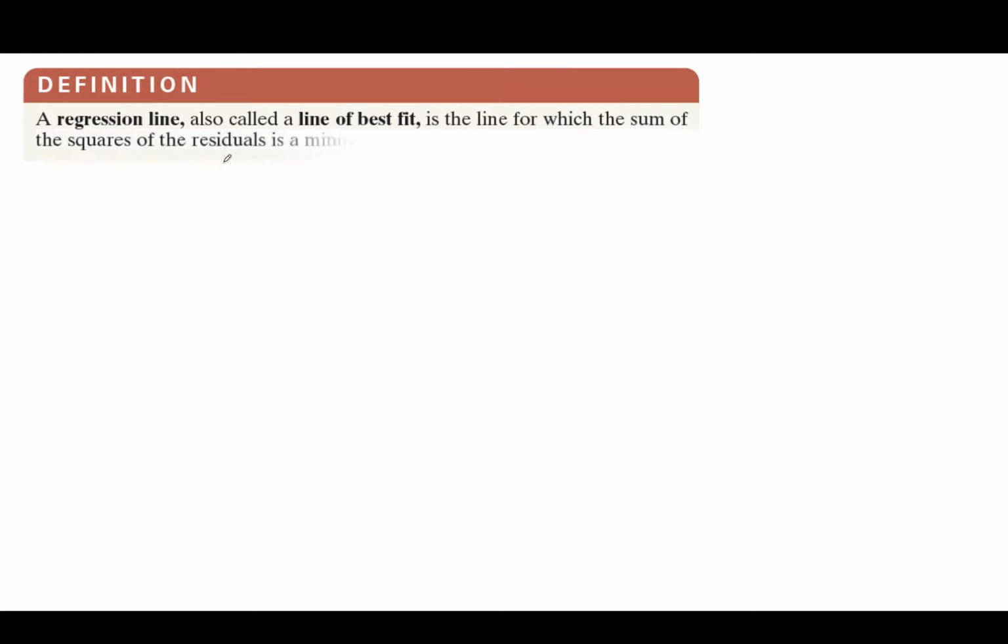Definition. A regression line, also called line of best fit, is the line for which the sum of the squares of the residuals is minimum.